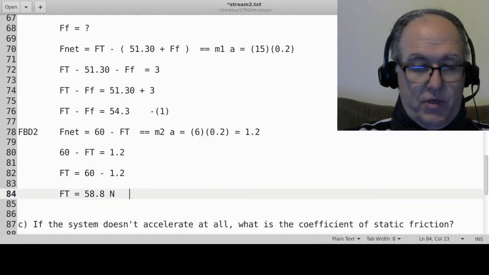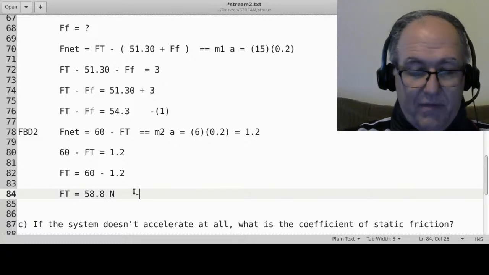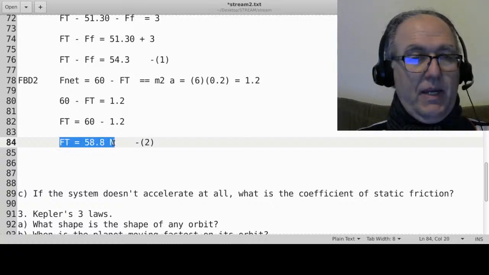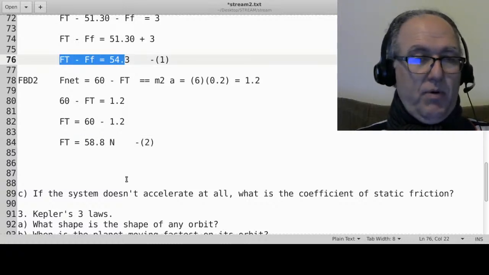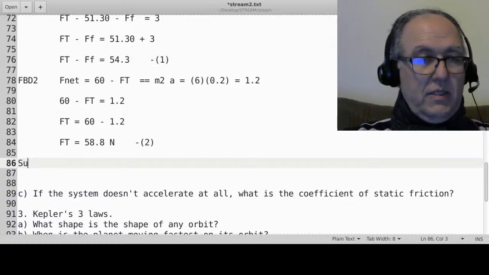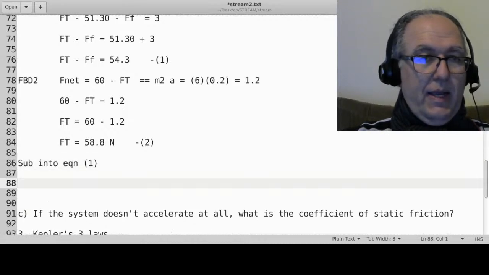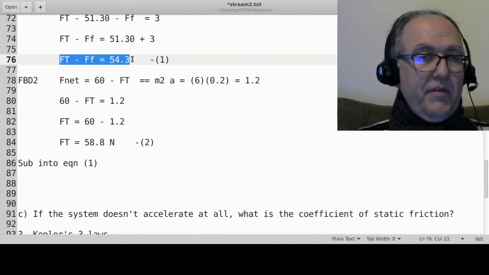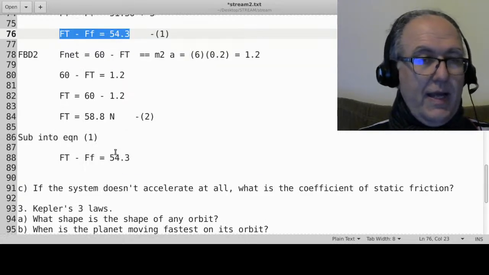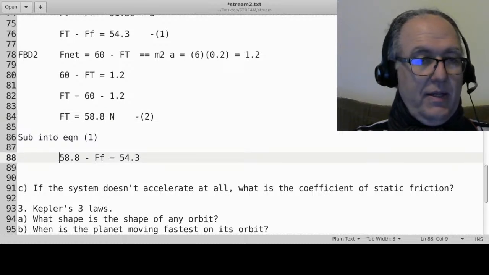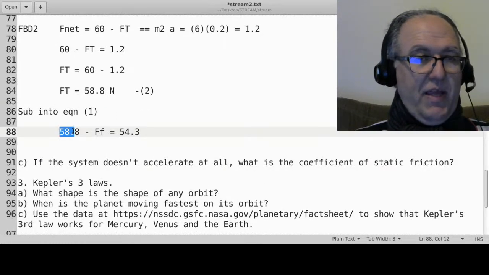And that's 58.8 newtons. There's our equation number 2. But equation number 2 is kind of easy because it's not really even an equation. You could just plug it immediately into equation number 1, so we'll just do that. Sub into equation 1, and we will get Ft, but now we're going to put in 58.8 for Ft.